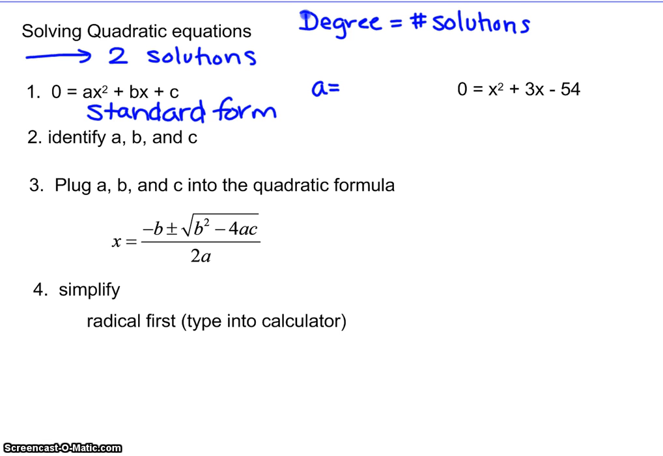Again, I want to identify A, B, and C. It's very important that I understand which one's which before I start plugging numbers into the formula. So in this case, A is 1, B is 3, C is negative 54. Another reason, and we'll see this example in a little bit, is that when we graph, sometimes we're missing a term. Rather than make the error trying to pull it out as we go and putting it in the wrong place, this way we can see it.